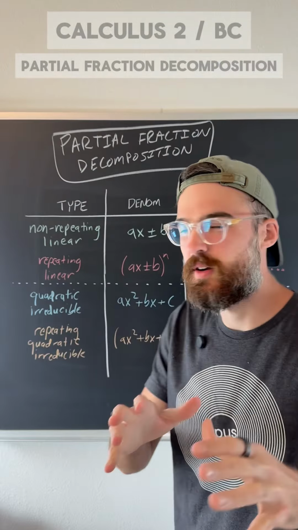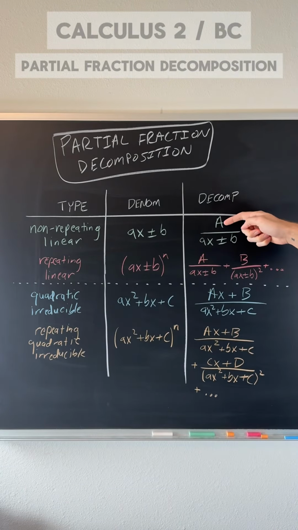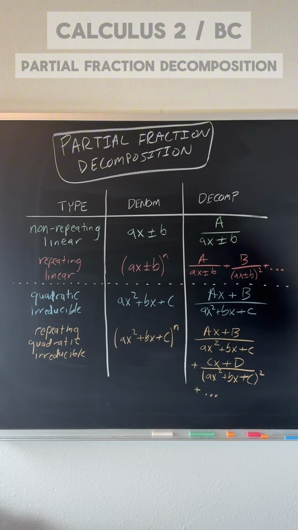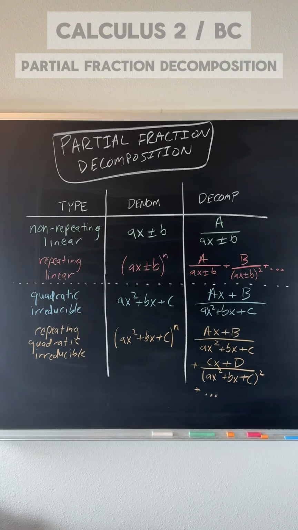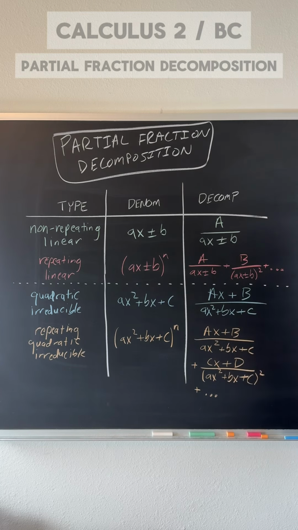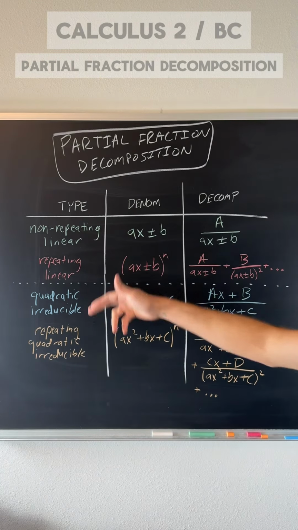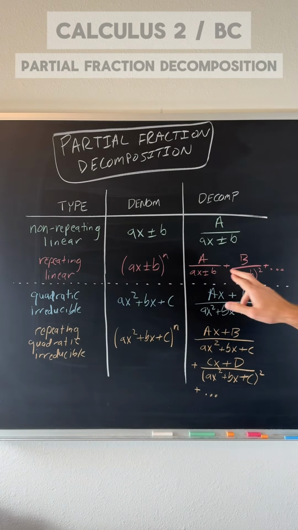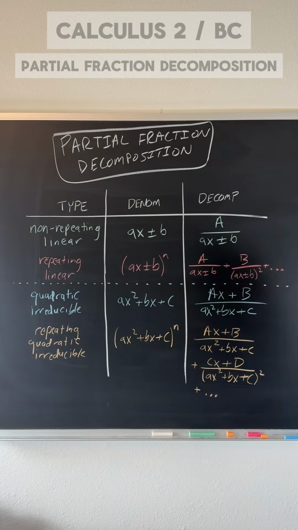Hopefully we're noticing the pattern here. Linear factors have these constant coefficients, A, B, C, and so on, whereas quadratic irreducible factors have linear coefficients, Ax plus B, Cx plus D, and so on. We should also notice that the repeating factors behave similarly as well, where we increase the power of that factor as we create our denominators until we reach the power that we had started with.